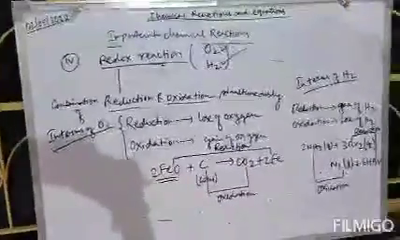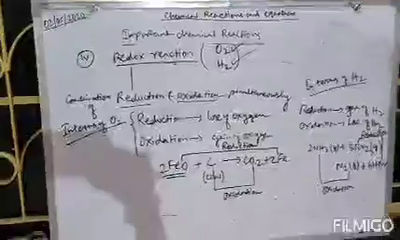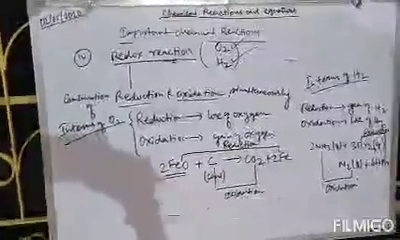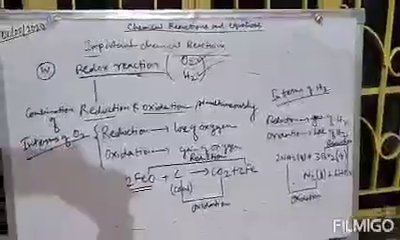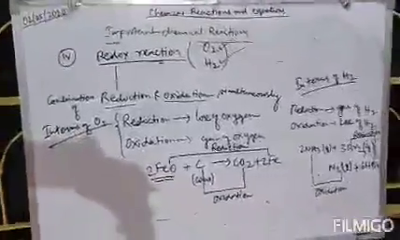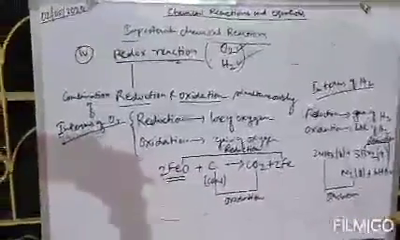So you have to remember when reduction happens and when oxidation happens in terms of oxygen, and when reduction happens and when oxidation happens in terms of hydrogen. Clear? So this is all about this chapter. And last, I will provide you some chemical equations and how to balance chemical reactions or chemical equations.